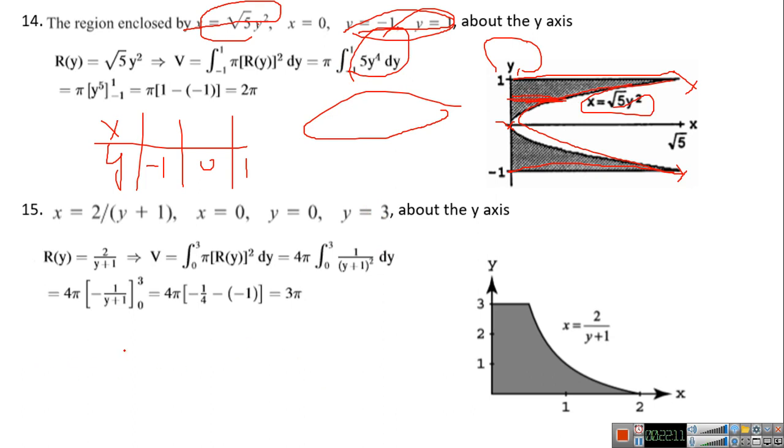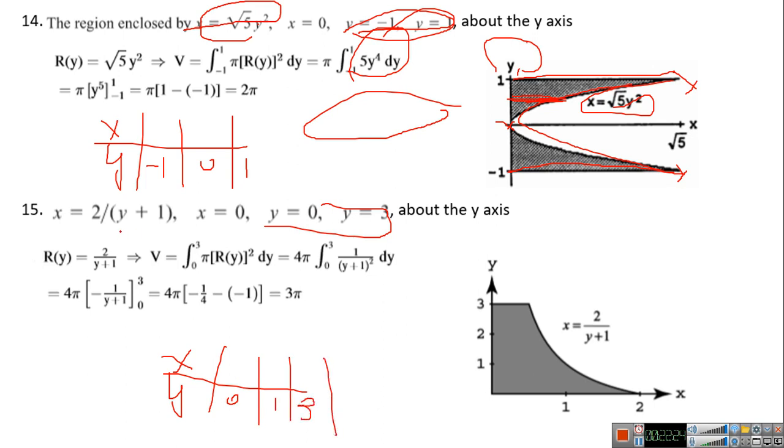The last one, you have x equal from y equal to 0, 3. So y 0, you can pick 1, you can pick 2, you can pick 3, whatever. If you put 0 for y here, you have 2 over 1, which is 2. If you pick 1, 2 over 2 is 1. If you pick 3, 2 over 4 is half. So if x is 2, y is 0. If x is 1, you have 1. And if x is half, y is 3. So this is the part.